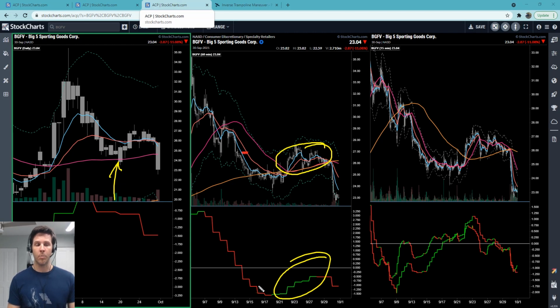This is an inverse trampoline move. It can last for days. Yeah, I've shown you like 5 examples of that just right now. So price should not be over the 50 if the Moxie indicator is below zero. So this never set up as a long trade.